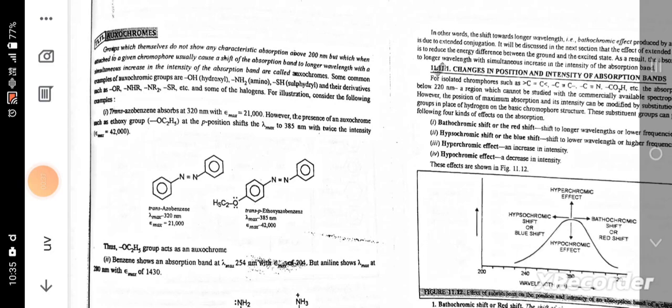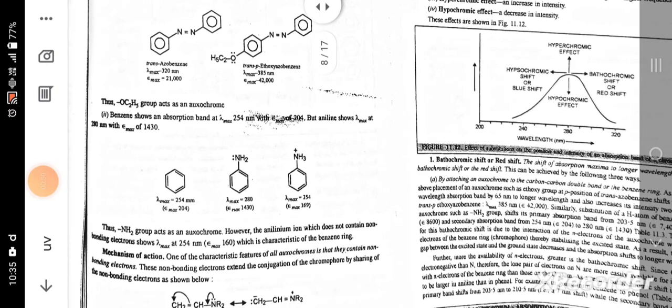For illustration, consider the following examples. First, trans-azobenzene absorbs at 320 nm. However, the presence of an exochrome such as an ethoxy group at the para position shifts the absorption to a longer wavelength with twice the intensity. Benzene shows an absorption band at 254 nm with an extinction coefficient of 204, but aniline shows it at 280 nm. Thus, the NH2 group acts as an exochrome.